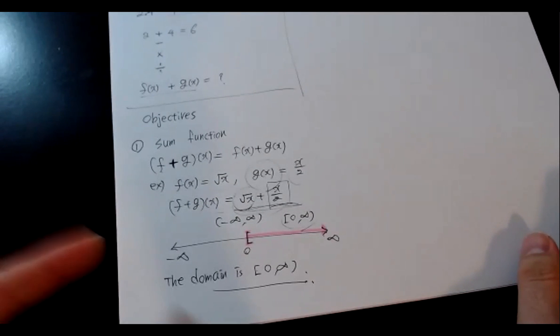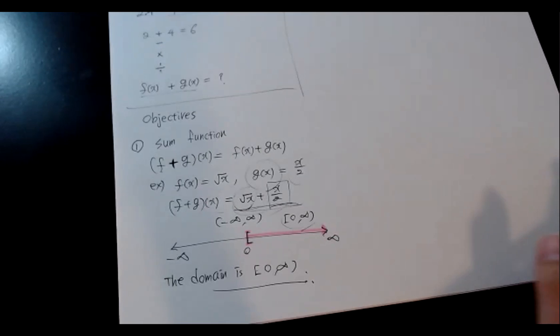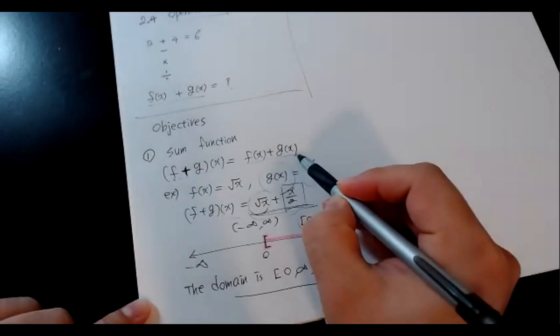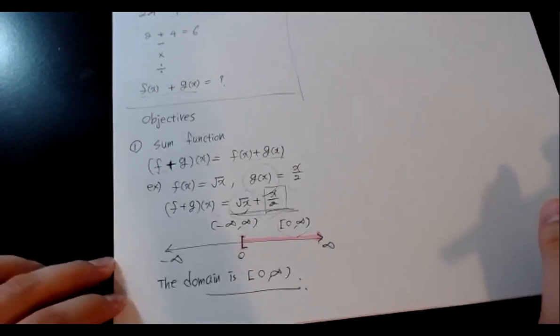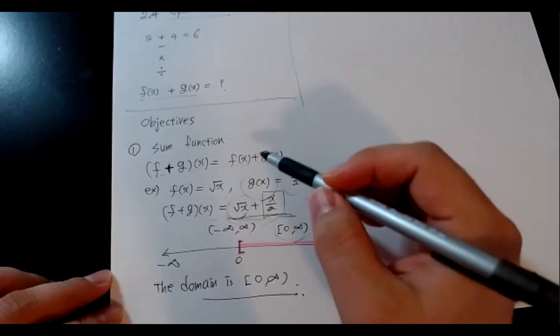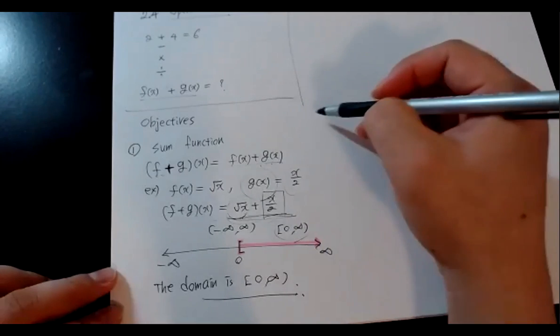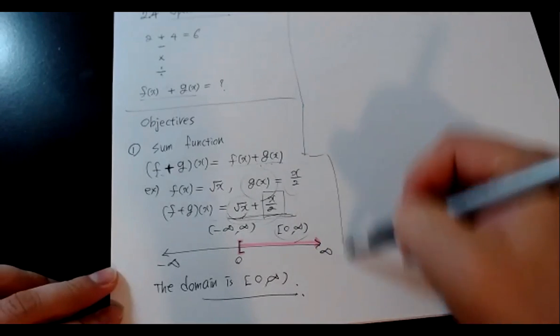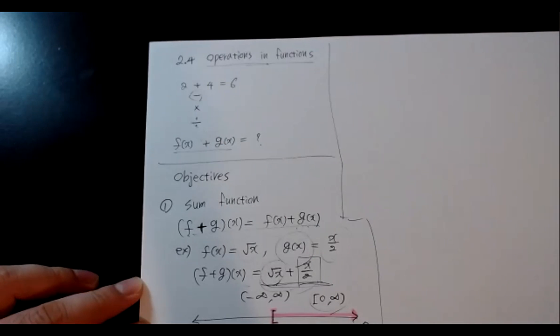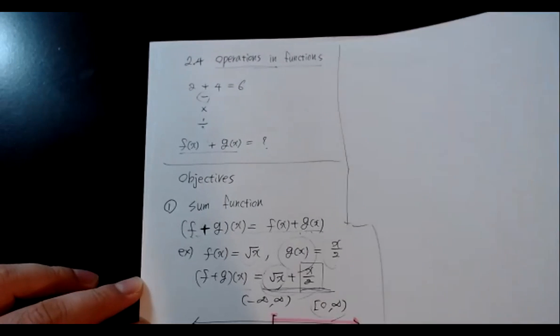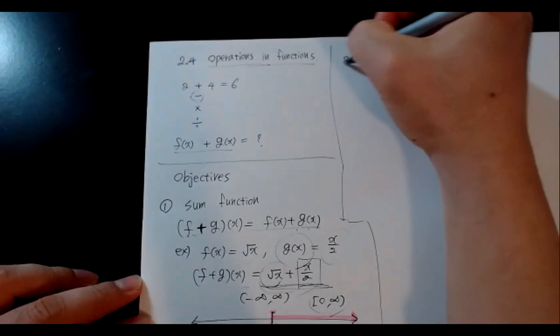So there are two things in this objective. The first one is the definition of sum functions. It's really straightforward, right? I don't think it's hard to understand that one. So next one is, guess what? The minus right here. That's the difference function.